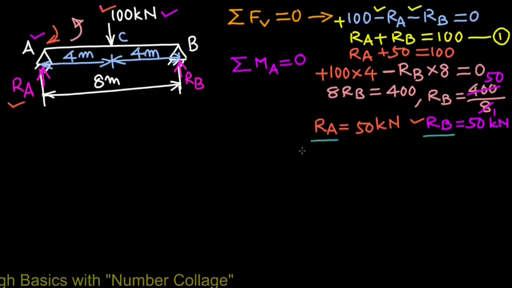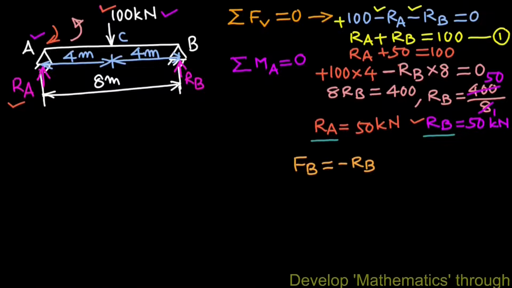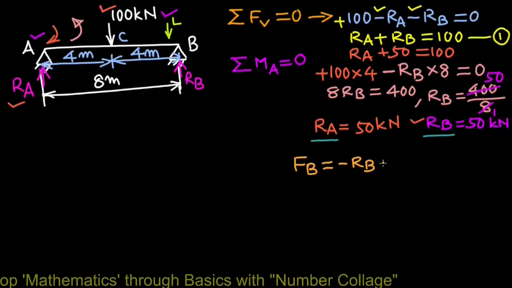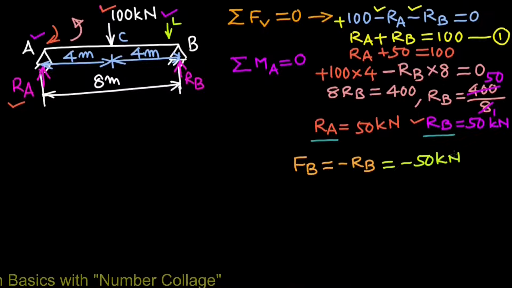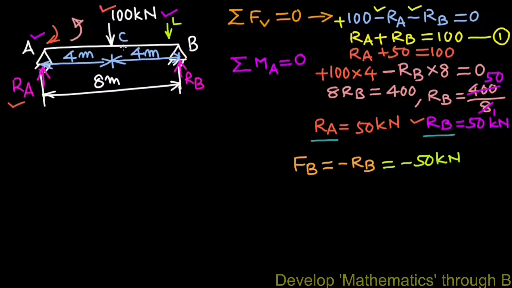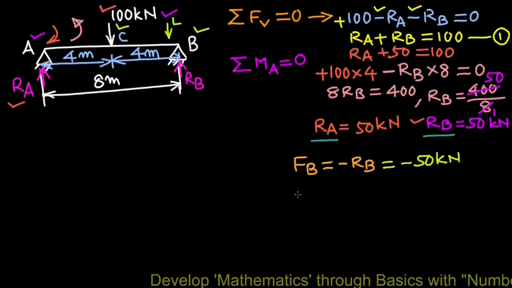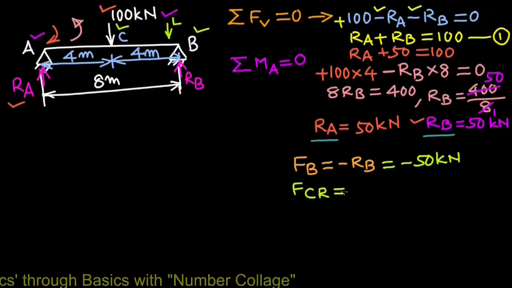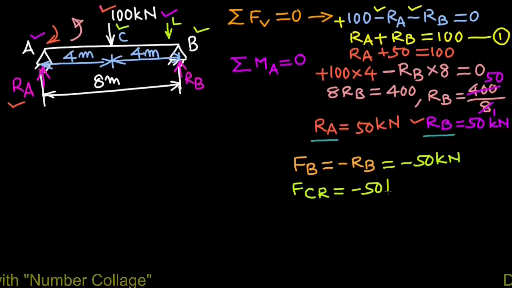Shear force at point B, FB, will be minus RB because there is downward force to the left of point B, which will be minus 50 kilonewton. There is no loading between point C and point B, so the value of shear force to the right of point C will be same as minus RB, which is minus 50 kilonewton.